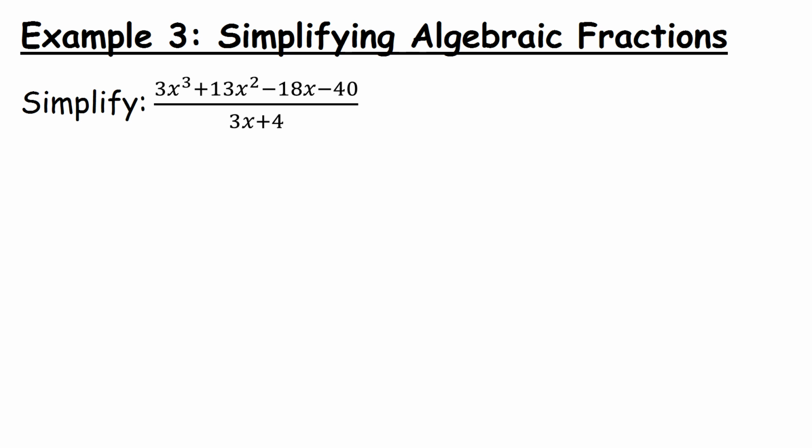So instead of trying to factorise it and then doing the simplifying, it is actually easier to read this as 3x cubed plus 13x squared minus 18x minus 40 divided by, so actually using this line here like a division sign, 3x plus 4. So what we're going to do is use 3x cubed plus 13x squared minus 18x minus 40 divided by 3x plus 4. So we're going to use this like a long division sum.